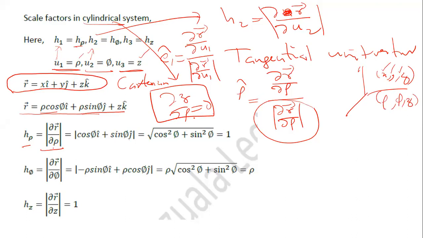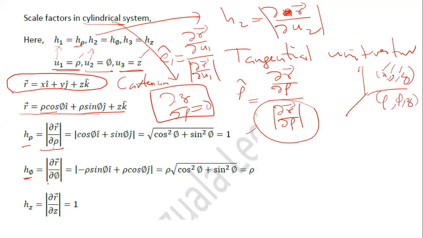Therefore, if you take the magnitude of this, you know how to take the magnitude of a vector quantity. You have to take the square root, and then take the square of this Jacobian coefficient, that is cos square plus sine square, which will be 1. And the scale factor along the phi coordinate, the u2 or phi coordinate, will be denoted as h phi.